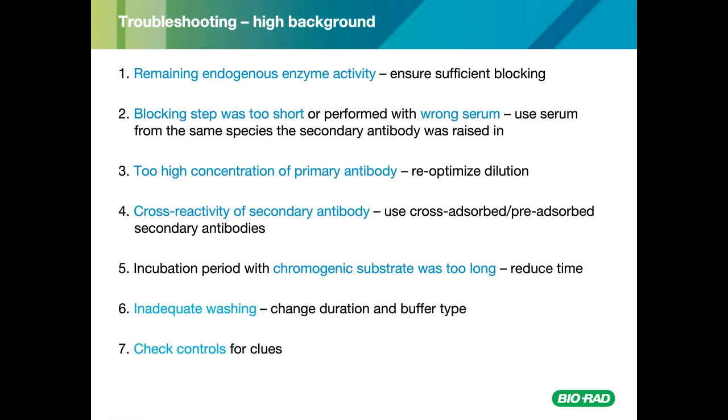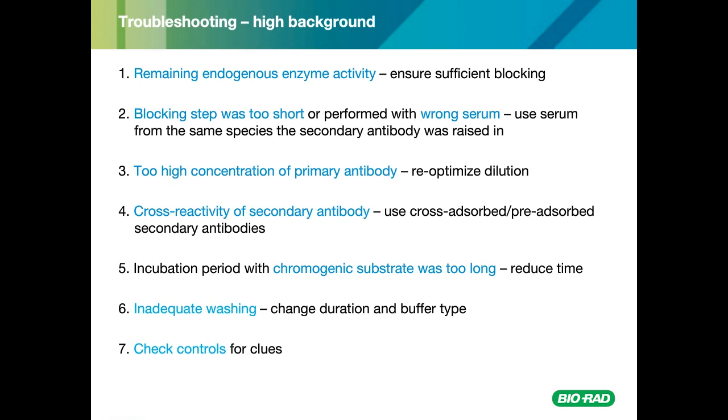Scenario 4. The secondary antibody might be cross-reacting with endogenous immunoglobulins present in the tissue. This is especially a problem if you use tissues such as spleen. The solution is to use cross-adsorbed or pre-absorbed secondary antibodies. Scenario 5.